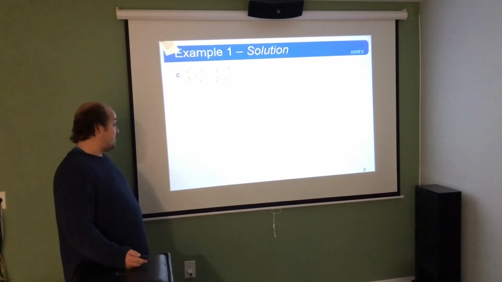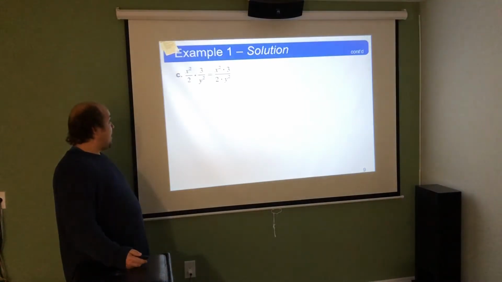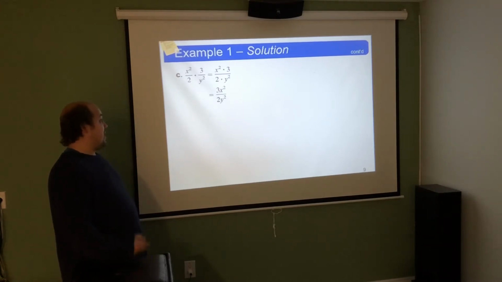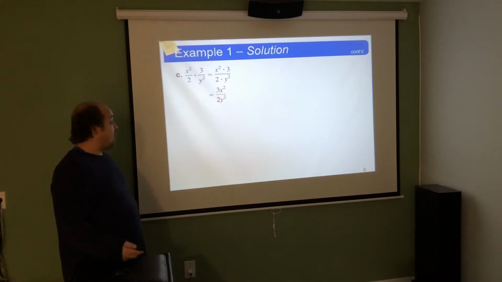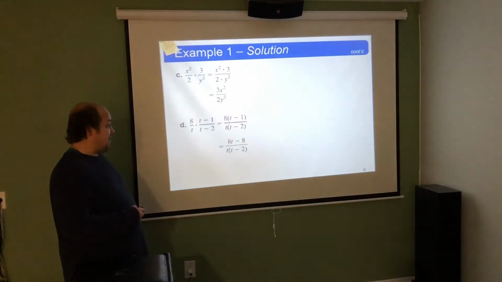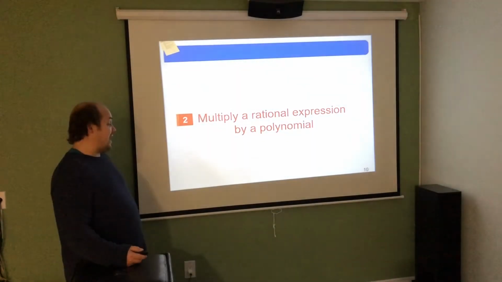as answers. When we do x squared times 3, it becomes 3x squared. When we do 2 times y squared, it becomes 2y squared. Again, this cannot be reduced at all. This is where I would leave your finished form, 8 times t minus 1 over t times t minus 2. You'll notice they go the extra step of multiplying out. 8 times t gives them 8t, 8 times negative 1 gives them negative 8.